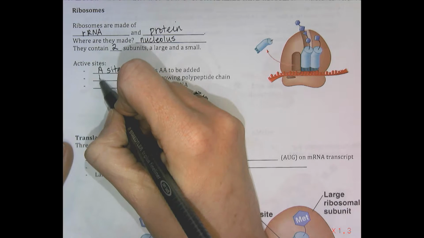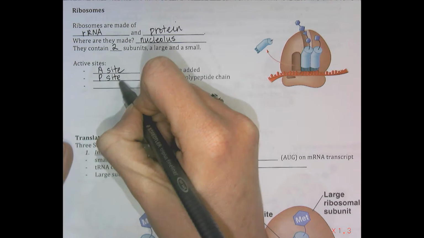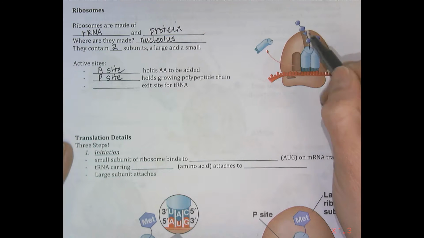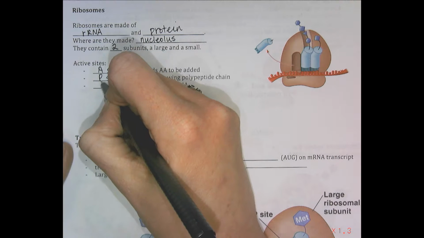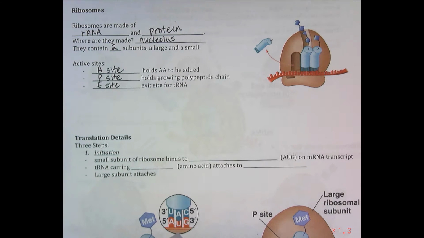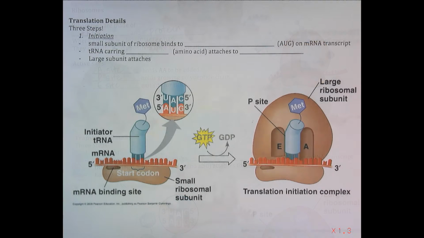And then the P site is the site that's holding the tRNA that's actually grabbing hold of the polypeptide itself. And then the E site is the exit. So a really easy way to remember this is A for amino acid, P for polypeptide, and E for exit. Let's talk about the details of translation. And the purpose again of translation is to produce a polypeptide.